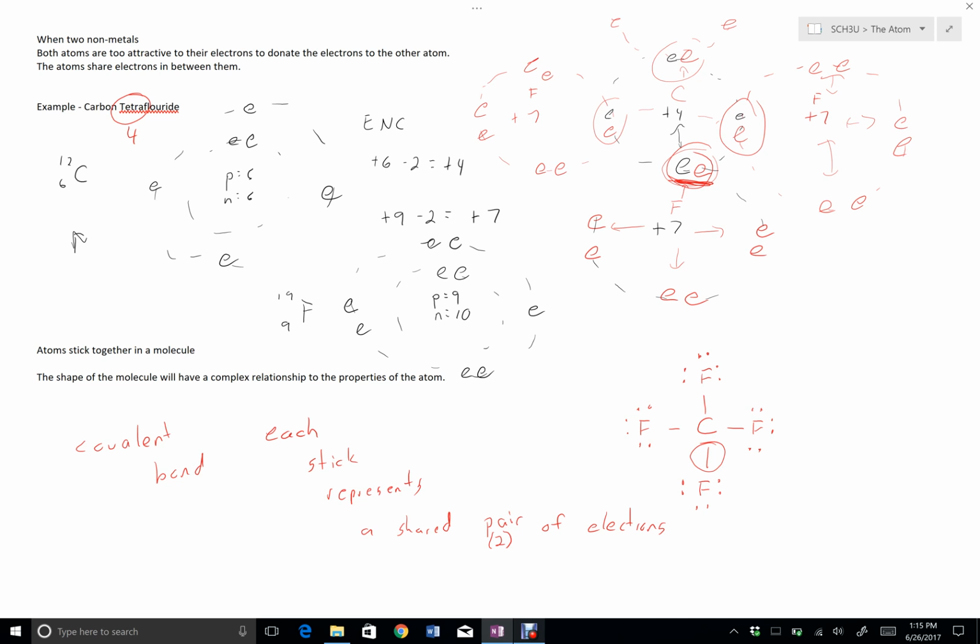But for now, a covalent bond is when nobody will give up their electrons, so they have to fight over them or share them in between. And we can look at why using the Bohr-Rutherford diagrams, or we can come up with the more simple representation using the stick diagrams.